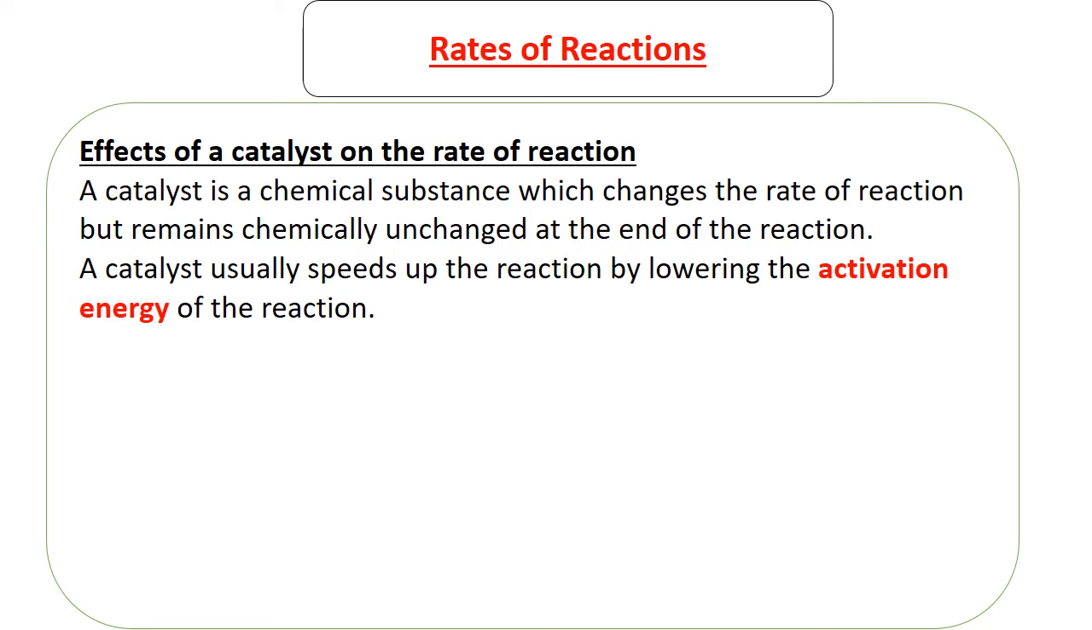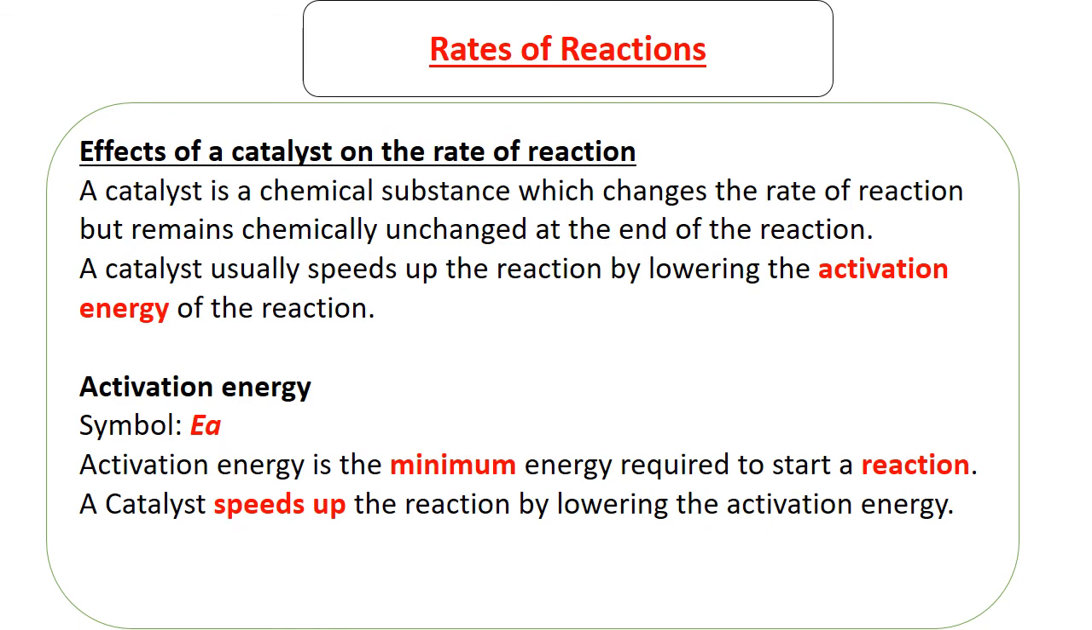So there is this concept of activation energy. The symbol is EA. Activation energy is basically the minimum energy required to start a reaction. So remember, according to the collision theory, particles need a certain amount of kinetic energy for a reaction to occur. That minimum amount that is needed for a reaction to occur is what is called activation energy. So what a catalyst does is it speeds up the reaction by lowering the activation energy.